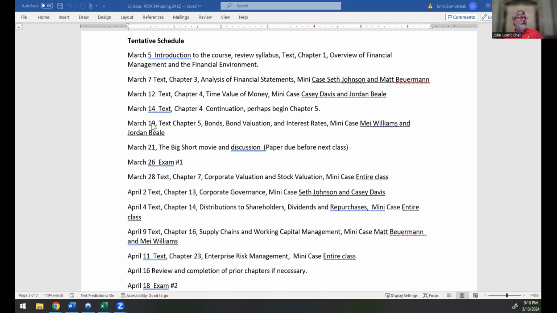So on Tuesday, we will get caught up with chapter 5. The chapter 4 mini case is going to be done on the 19th. The chapter 5 mini case is going to be done on the 19th. And then I'll go through and do the rest of the chapter. And then the homework will be due at midnight next Tuesday on the 19th.